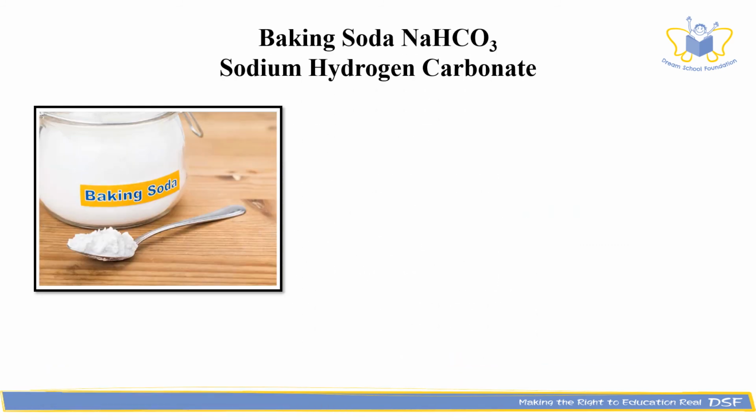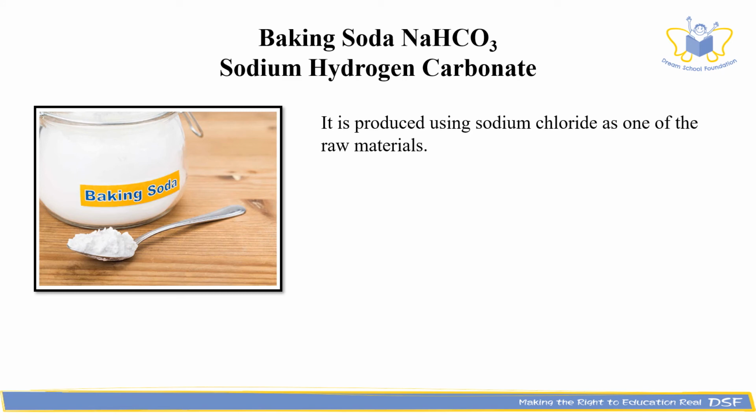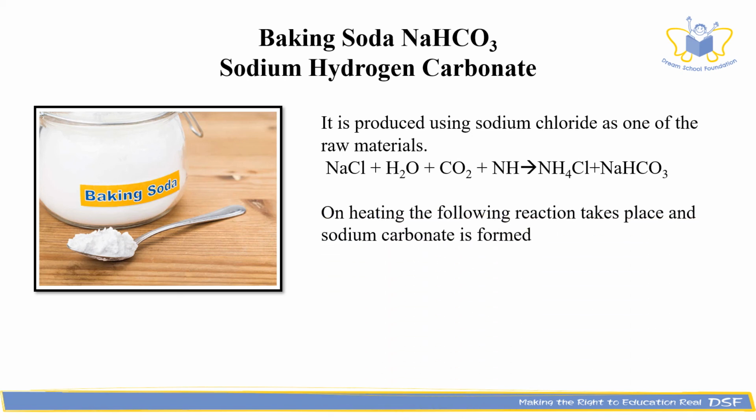Baking soda, NaHCO3, chemical name sodium hydrogen carbonate. It is produced using sodium chloride as one of the raw materials. NaCl plus water plus carbon dioxide plus ammonia gives ammonium chloride plus sodium hydrogen carbonate. On heating, the following reaction takes place and sodium carbonate is formed. When heating sodium hydrogen carbonate, it gives sodium carbonate plus water plus carbon dioxide.